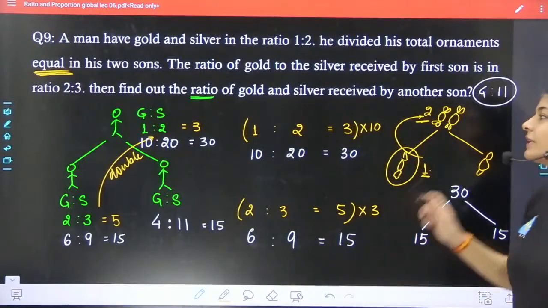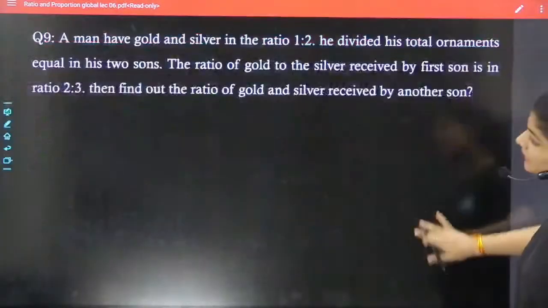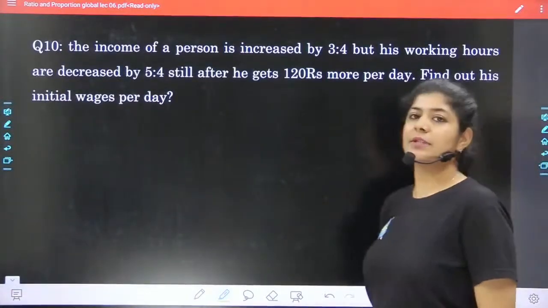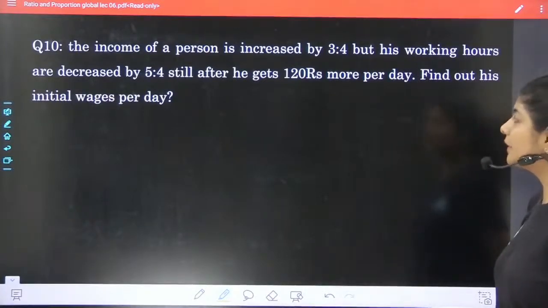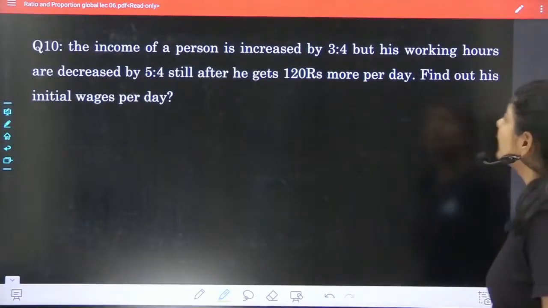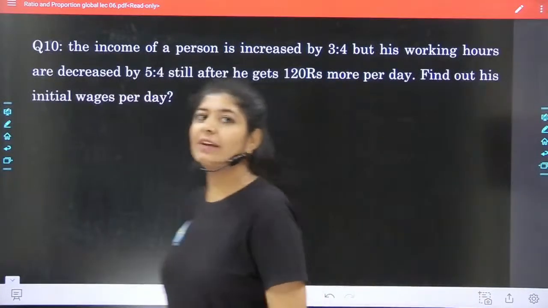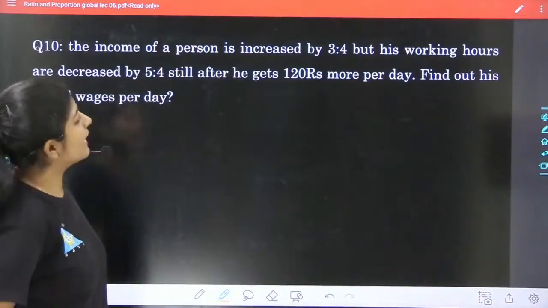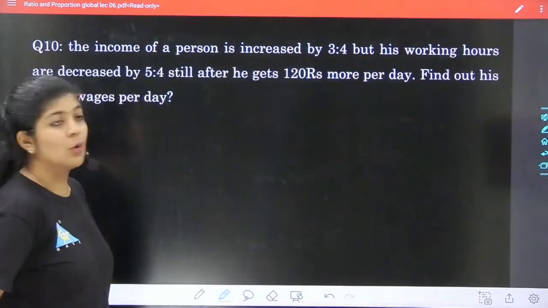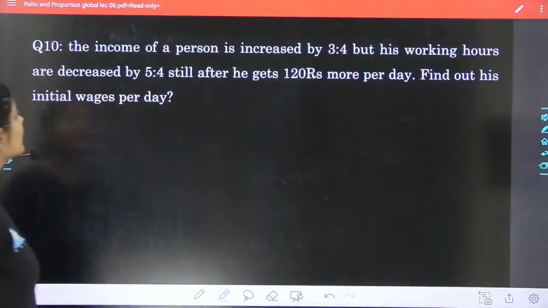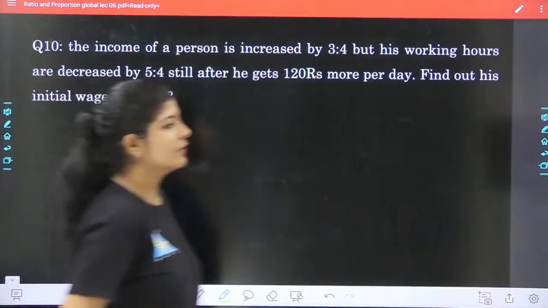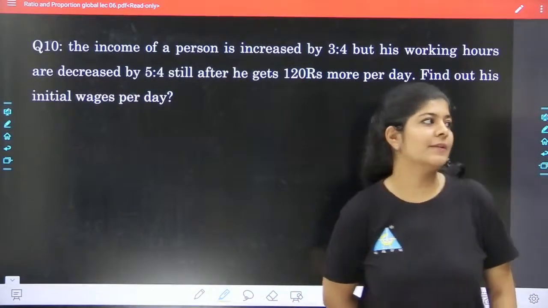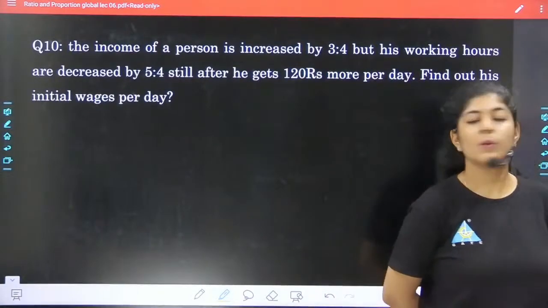Okay. Now let's move to the next question, question number 10. The income of a person is increased by 3:4, but his working hours are decreased by 5:4. Still, after he gets 120 rupees more per day, find out his initial wages per day. What we have to do? We have to find out the initial wages per day of this person.